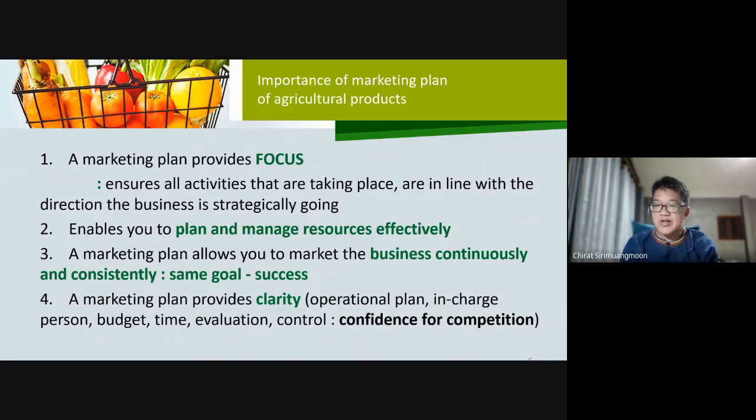So what is the importance of the marketing plans on agricultural products? First one, marketing plan is the guideline or is the map that help you to focus what you are doing right now. So it's help you to ensure that all marketing activities are in the good place, not just randomly select or not just the things that you like. We need to do the sequence based on the importance.